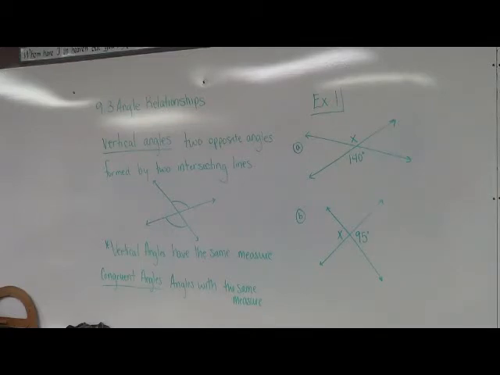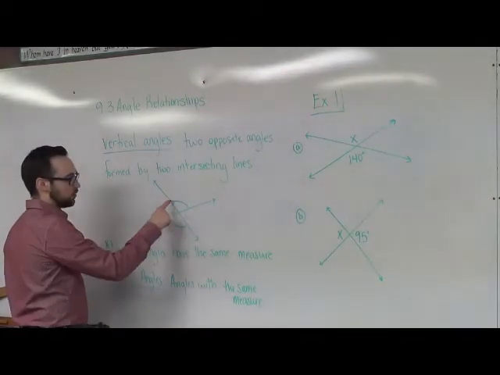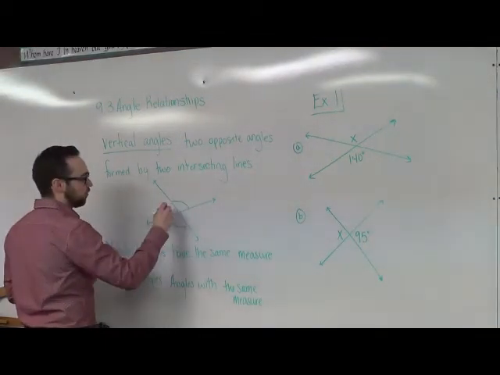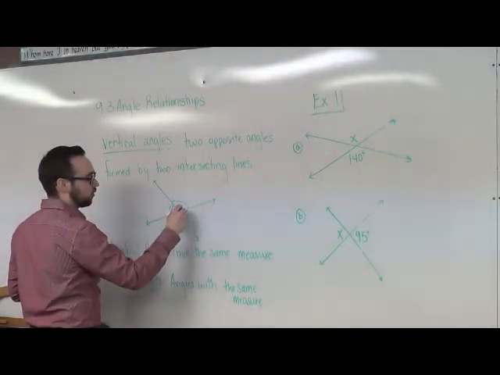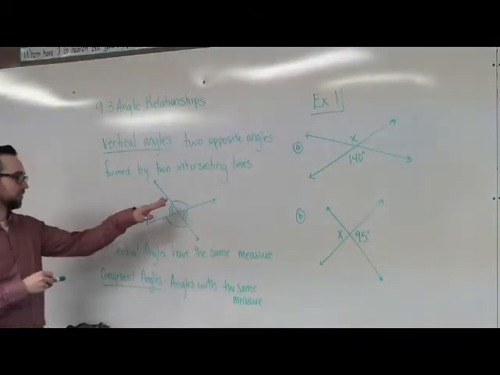The first one is going to be vertical angles, which you see the definition there. Vertical angles are two opposite angles formed by two intersecting lines. So notice here we have two lines that are intersecting one another. So these are vertical angles together. These ones are also vertical angles. So there's really two sets for every set of lines that intersect.